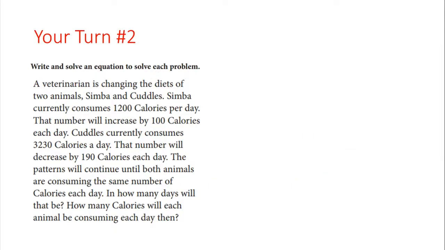All right, so your turn, number four. We got a veterinarian changing the diets of two animals, Simba and Cuddles. Simba currently consumes 1,200 calories per day, so I'm thinking a rate of change there. Day, you could use t for time. That number will increase by 100 calories each day. Okay, so this is what he starts off with. I'll give you a hint: 100 calories per day plus the 1,200 calories that he starts off with. That was Simba's equation.